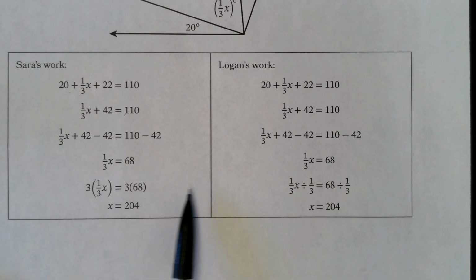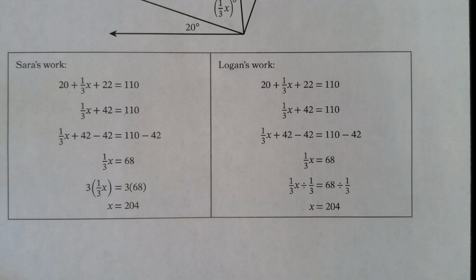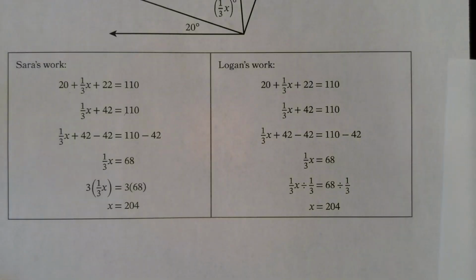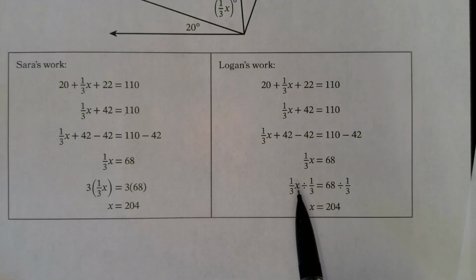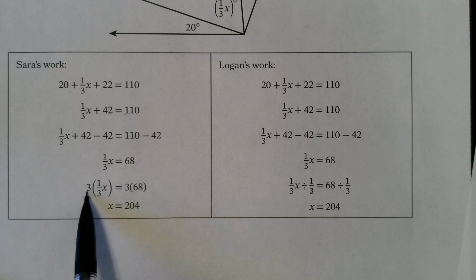What's different here is they did the same thing, they just wrote it differently. So for part A, what do they do differently? Well, we talked about dividing if you're multiplying. So 1/3 x means 1/3 times x. In order to solve this, we would have to divide by 1/3. Dividing by a fraction, we just say multiply by the reciprocal. So the reciprocal of 1/3 is 3/1, or simply just 3.